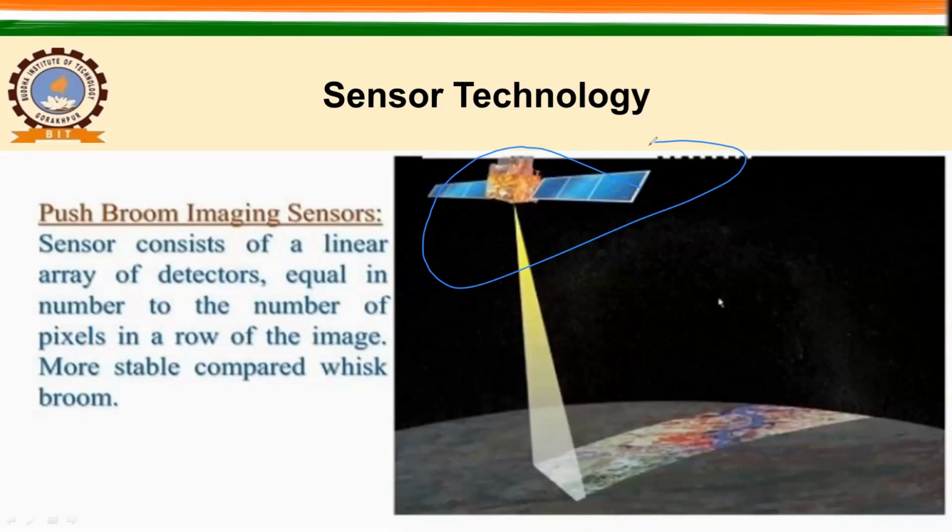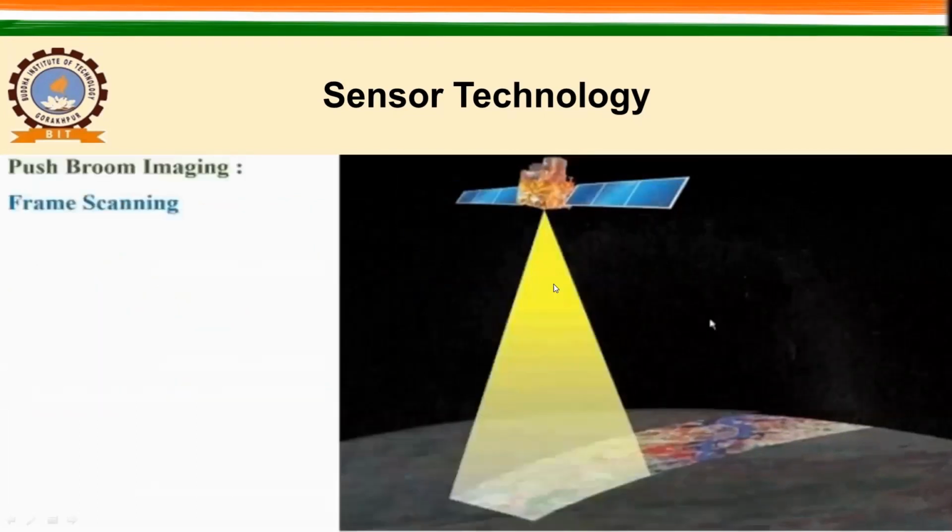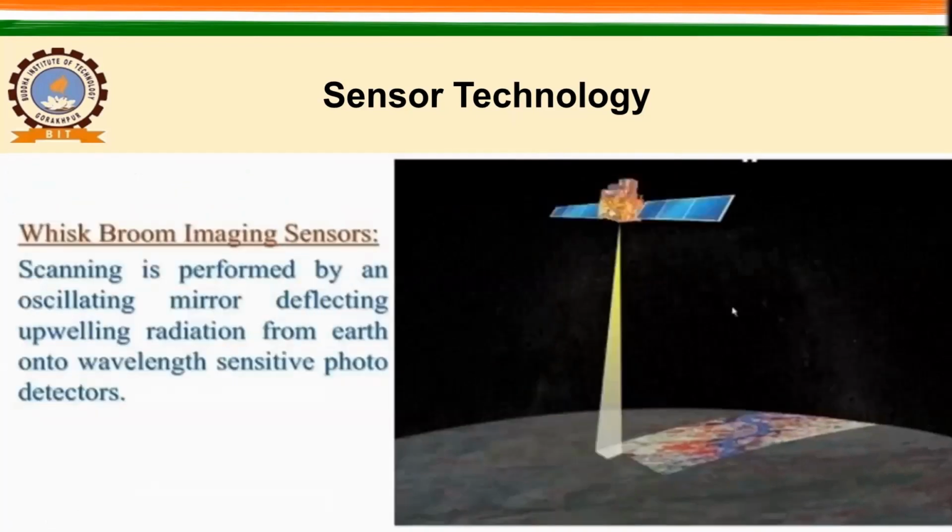The sensor consists of a linear array of detectors equal in number to the number of pixels in a row of the image, and it is more stable compared to the whisk broom. In push broom, you also have frame acquisition, and these are actually very good. So this is all about your sensor technology.